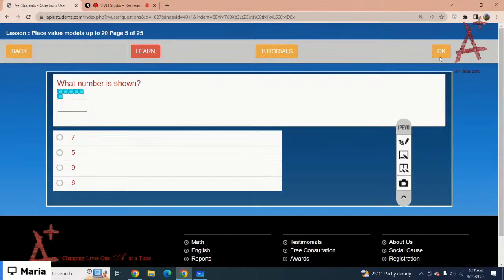One, 2, 3, 4, 5, 6. You have just 6 blocks. So it would be 6. The correct option is 6.